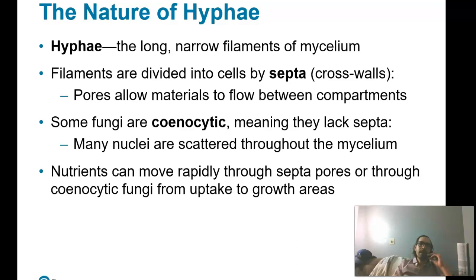And so we have hyphae, which are long, narrow filaments of mycelium. When you have a lot of hyphae that form a connective network, that's mycelium. So mycelium would be like, I guess you could say, a ball of yarn. If you pull a string out of that ball of yarn, that would be like an example of a hypha. And hyphae are filaments that are divided into cells by septa. Septa are cross walls, and you have pores that allow materials to flow between those compartments.